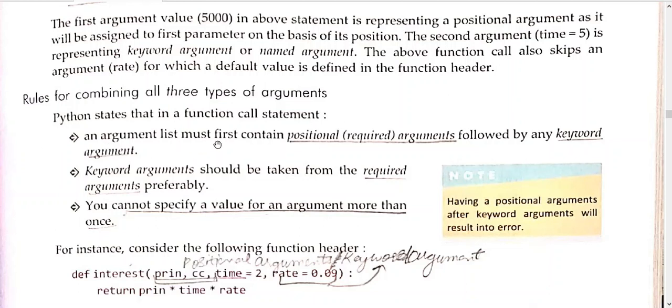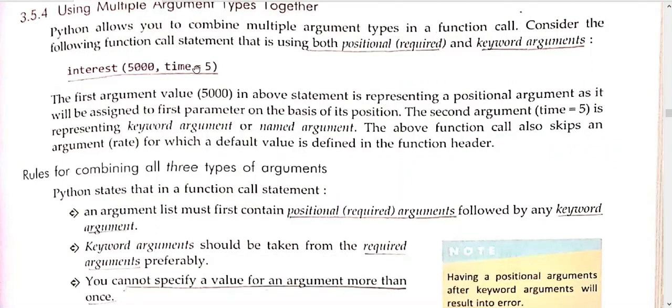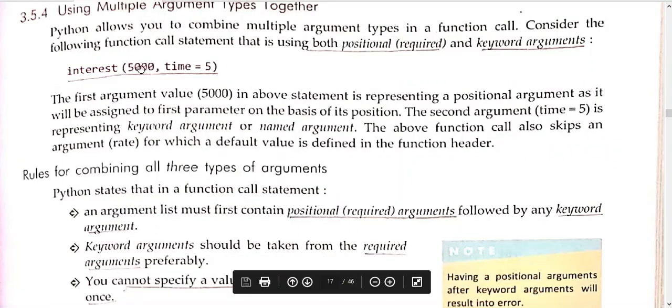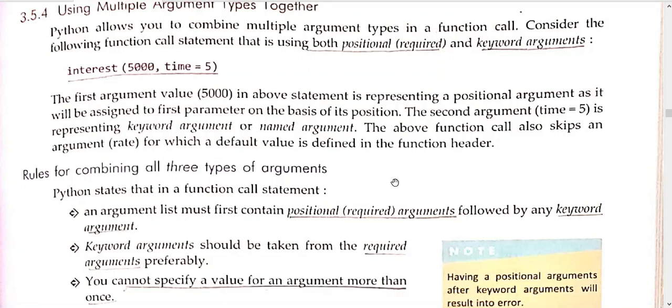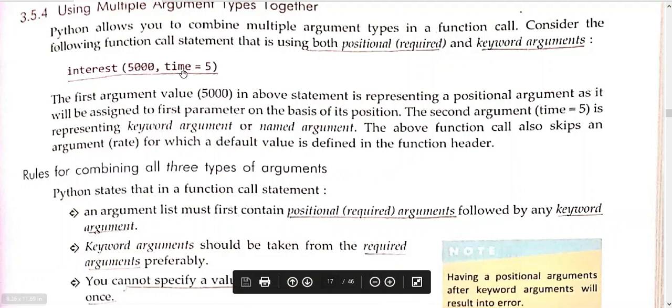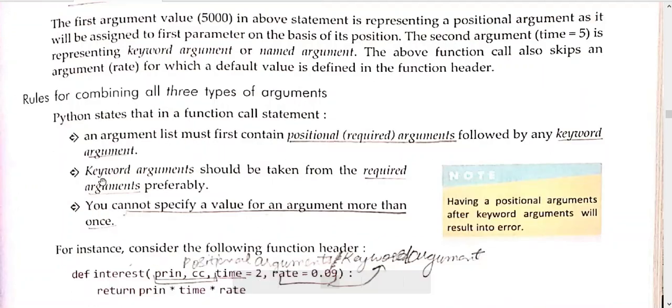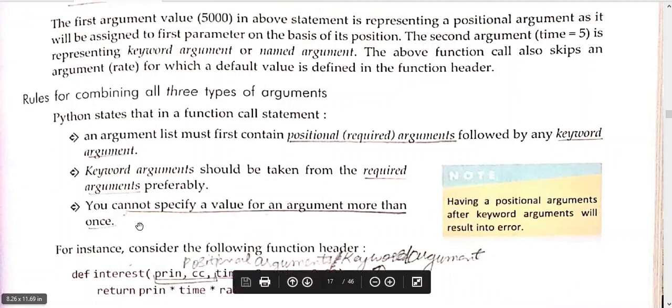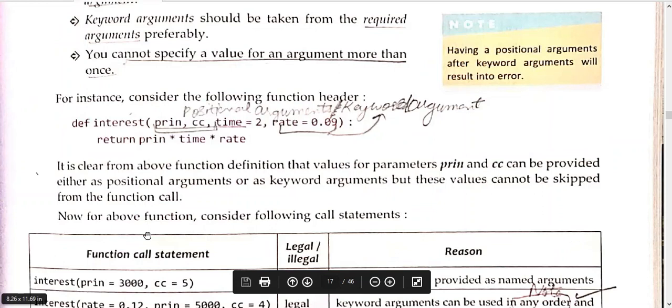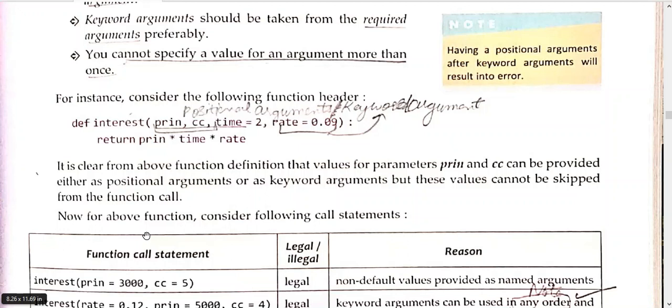Okay, now rules for combining all three types of arguments. An argument list must first contain the positional. If you want to combine these multiple arguments together, firstly the positional argument must be written, then it should be followed by the keyword argument like it has been done here. Okay, then the default ones. The keyword argument should be taken from the required arguments preferably. You cannot specify a value for an argument more than once. If you are trying to give a value for a single variable 2 times, then it is not acceptable.